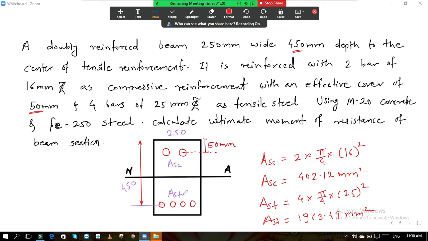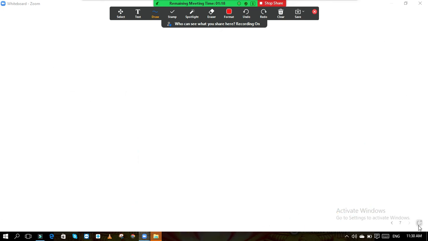So now what will we do? We will assume first it is a balanced section, and we will equate our value of Cu2 to Tu2. Okay. So now, the grade of steel first. What is the grade of steel given? Grade of steel is Fe 250, it is given.